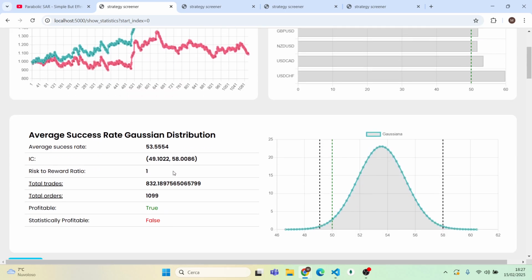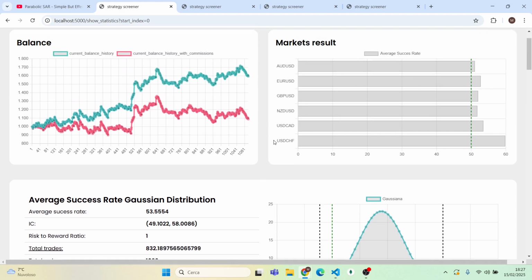Okay. After saying that, I think it's time to improve the strategy with statistical analysis. But before doing that, I always remind you that you have to check that the strategy is not overfitted. And how can you do that? You basically have to check.